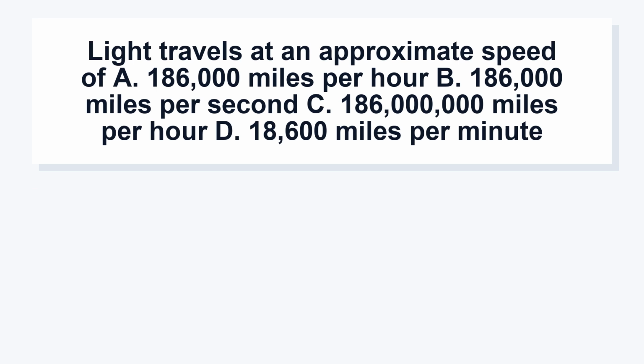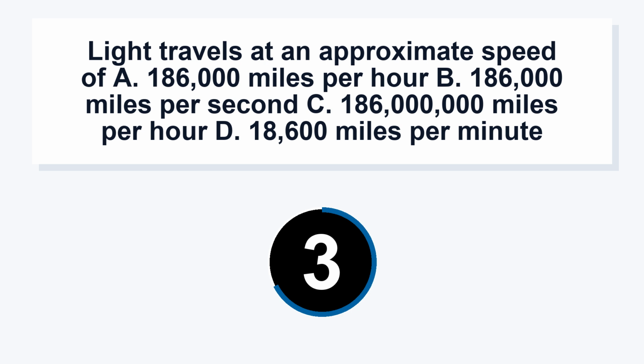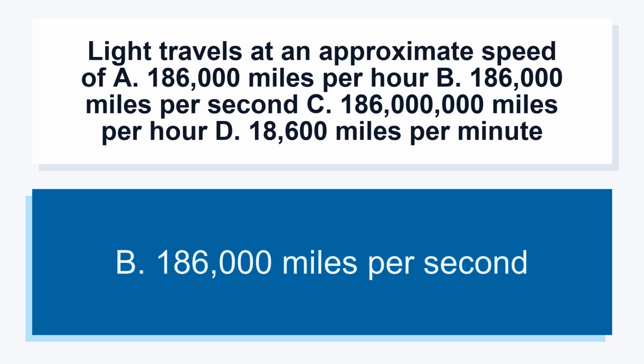Light travels at an approximate speed of A, 186,000 miles per hour, B, 186,000 miles per second, C, 186 million miles per hour, D, 18,600 miles per minute. B. 186,000 miles per second.